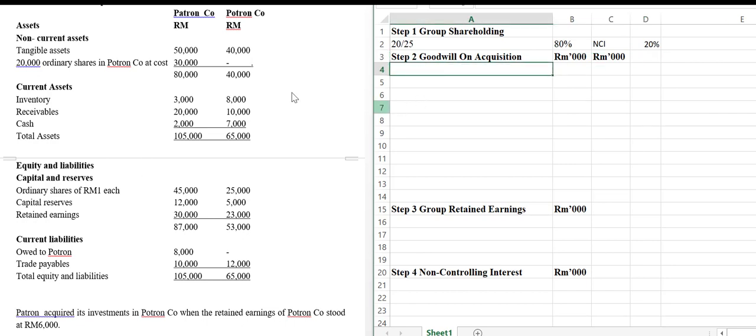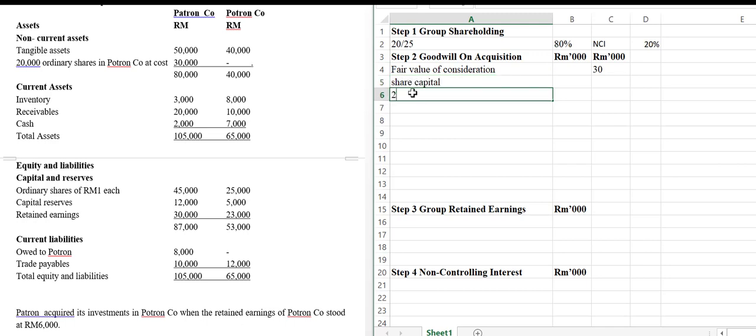Okay, now next we need to calculate goodwill for every question. So, the fair value of consideration here. If you read the question, you will know that the fair value of consideration that the company pays is 30,000. So you pay 30,000 here. Then, what's the equity part? When you want to calculate goodwill, you have to calculate the equity part. So for goodwill, first you have share capital.